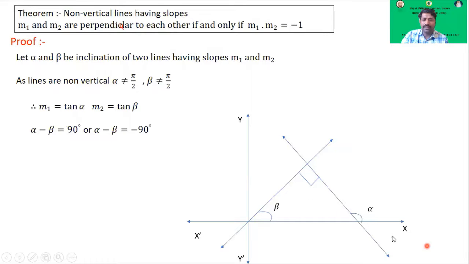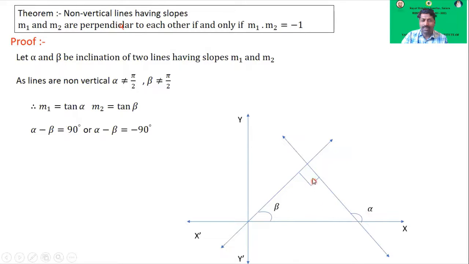Now we know that this is the triangle formed by these two lines and the x-axis. Alpha is the exterior angle of this triangle, so we know that the measure of an exterior angle of a triangle is equal to the sum of the measures of the remote interior angles.